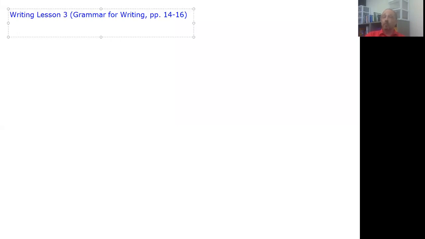This is writing lesson number 3, related to revising. If you're caught up with the work that we're doing in class, you have done pre-writing on a topic of your choice, and you've produced a rough draft on that topic, and now it comes time to revise your rough draft. Okay, so first thing is there is some vocabulary we need to do.